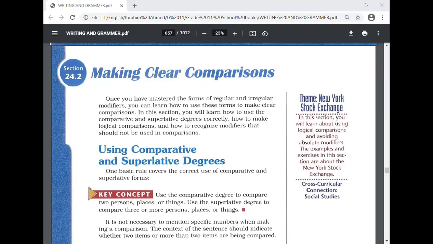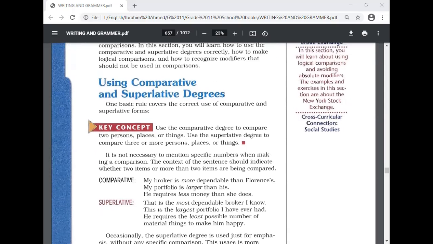Okay. Today we're going to complete the lesson, making clear comparisons. Once you have mastered the forms of regular and irregular modifiers, you can learn how to use these forms to make clear comparisons. In this section, you will learn how to use the comparative and superlative degrees correctly, how to make logical comparisons, and how to recognize modifiers that should not be used in comparisons, using comparative and superlative degrees.